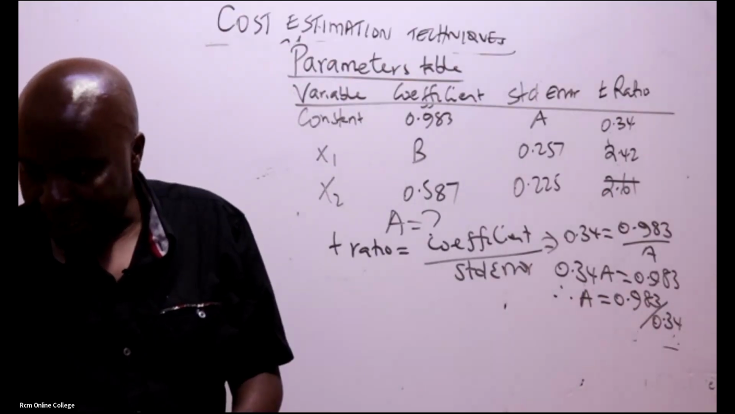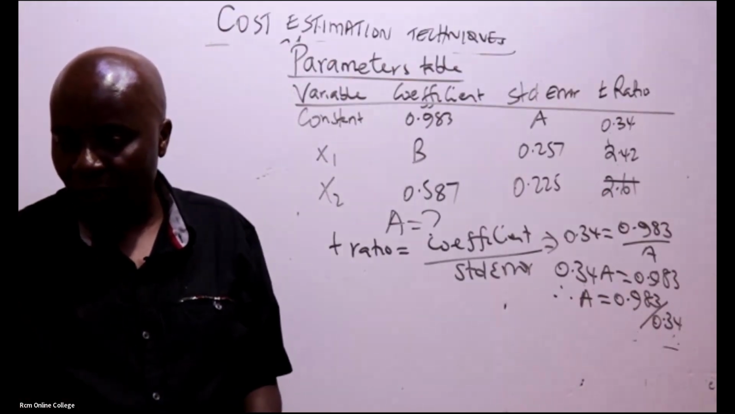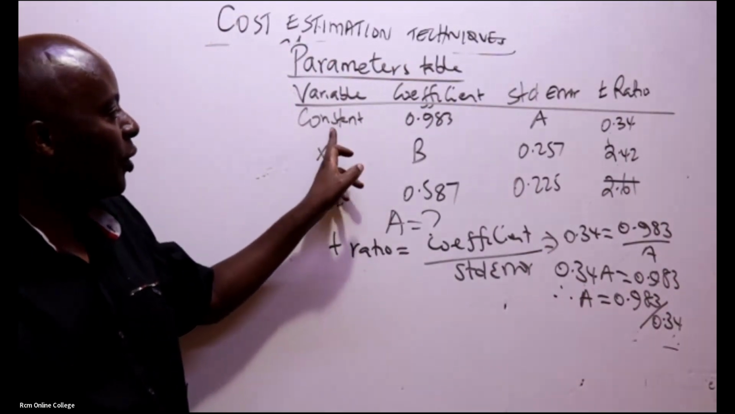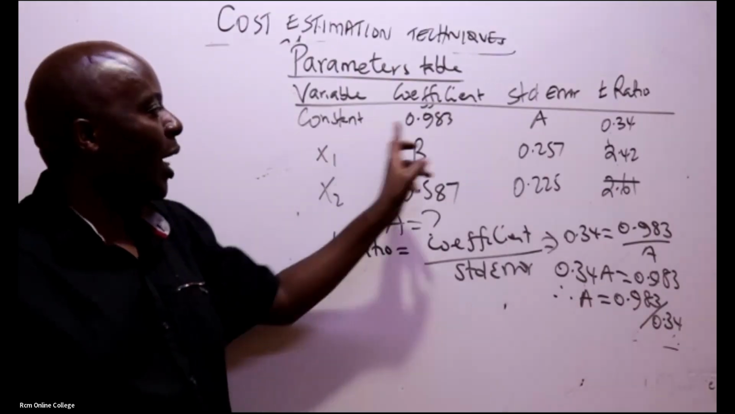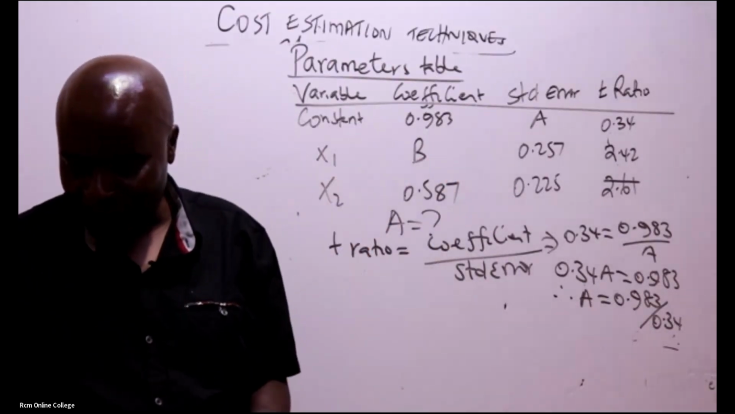Thank you so much, Robert. Every independent variable shall have its own T ratio. Actually, even the constant that we have, like now this constant, has its own t-ratio. X1 has its own t-ratio. X2 has its own t-ratio. That's a very, very good question.